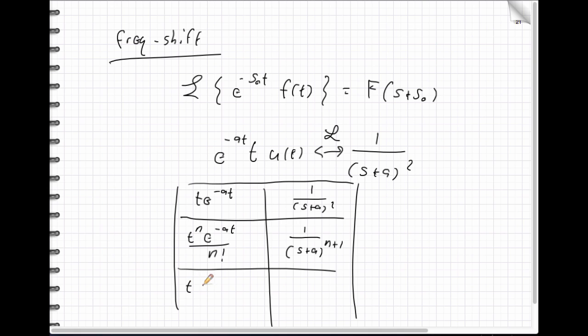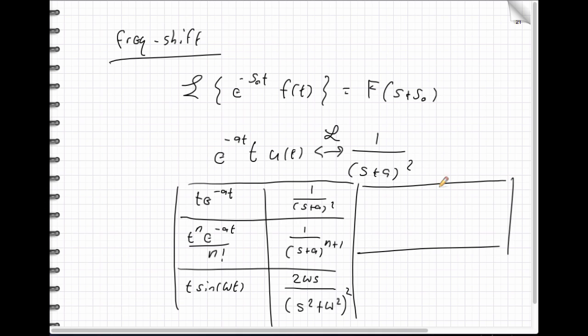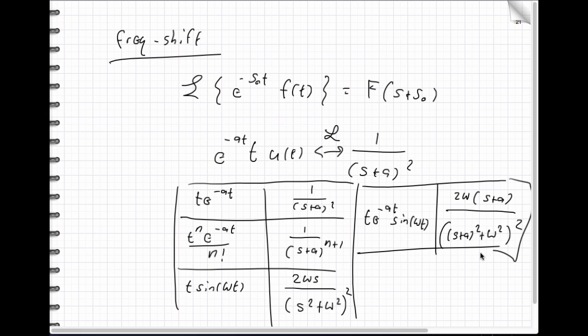How about t times sine of omega t? Well, the Laplace transform of that is 2 omega s over s squared plus omega squared, quantity squared. All right? And then one more I want to do: t e to the minus a t sine of omega t becomes 2 omega times s plus a, all over quantity s plus a squared plus omega squared, all quantity squared. Okay, so here's the pattern I want you to see. Now you can look all of these up, or most of them, in that Laplace transform table.